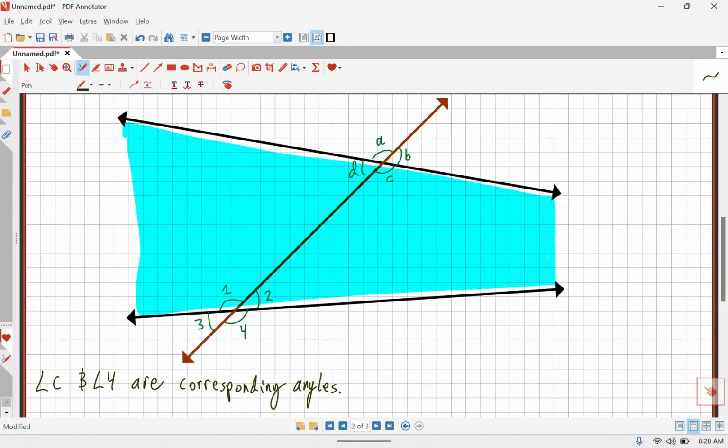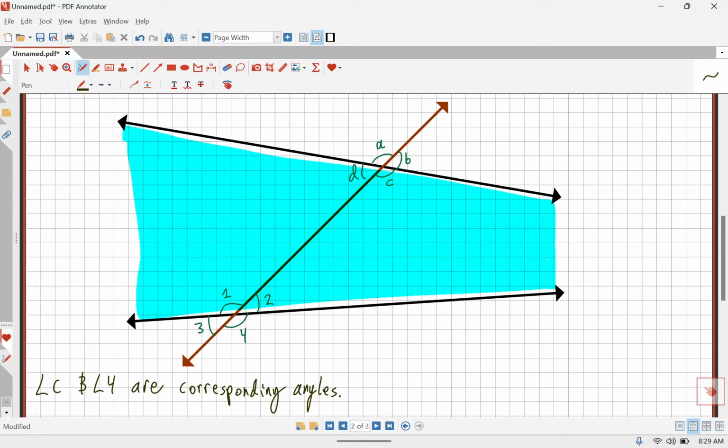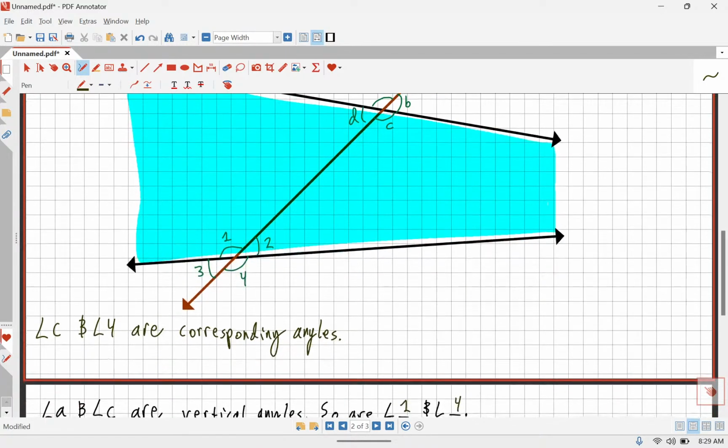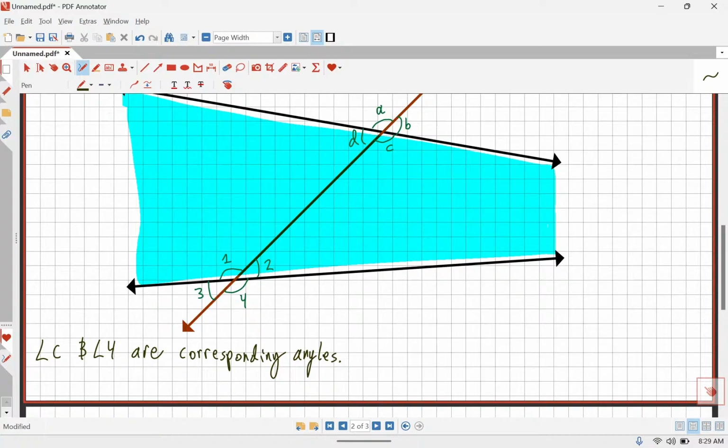You see how angle C is on the lower right-hand corner of that cluster? Angle 4 is also on the lower right-hand corner of a different cluster. That's why they're corresponding. It turns out that there are 4 pairs of angles that have this relationship. Angle blank and angle blank are. Same with angle blank and angle blank. And angle blank. There are 4 pairs of corresponding angles.